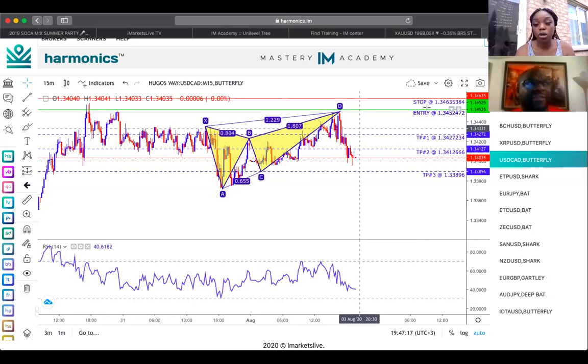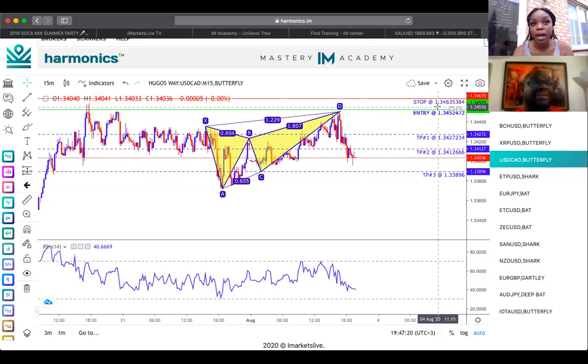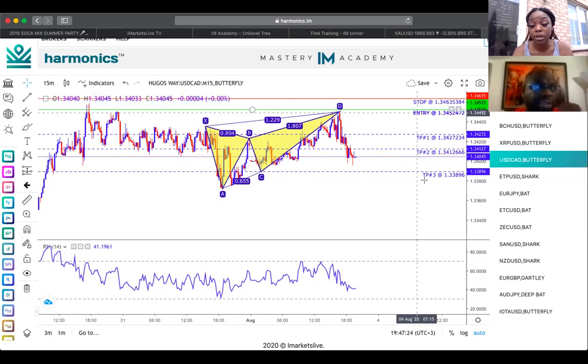But yeah, these are going to be your 3 parameters, and these are the parameters that you're always going to see. So you need to know this, right? Your stop loss, your entry price, and your TPs, right?